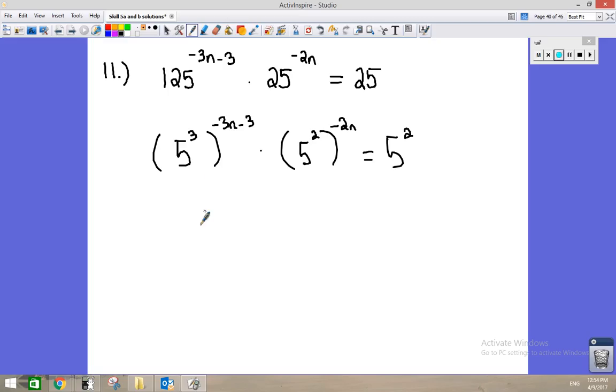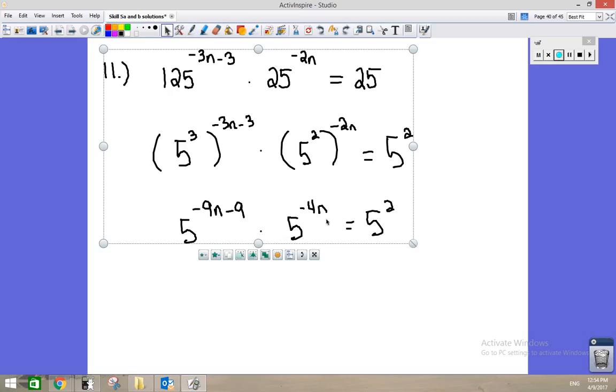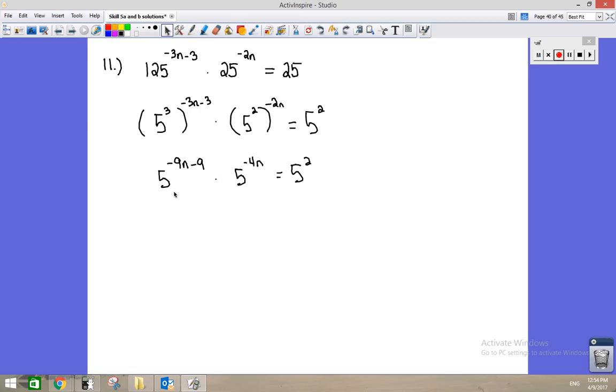So if I multiply a power to a power, I multiply these exponents together. This 3 gets distributed to both terms. 2 times the negative 2n, negative 4n. Here I have multiplication, and both these factors have the same base, so I can add the exponents together. Negative 9n plus a negative 4n is negative 13n, minus 9.